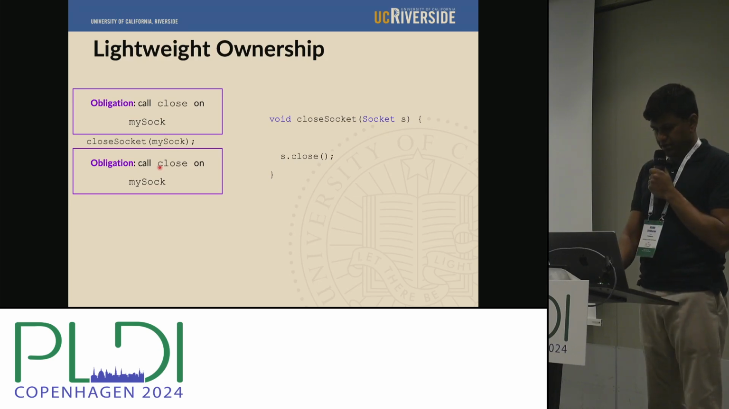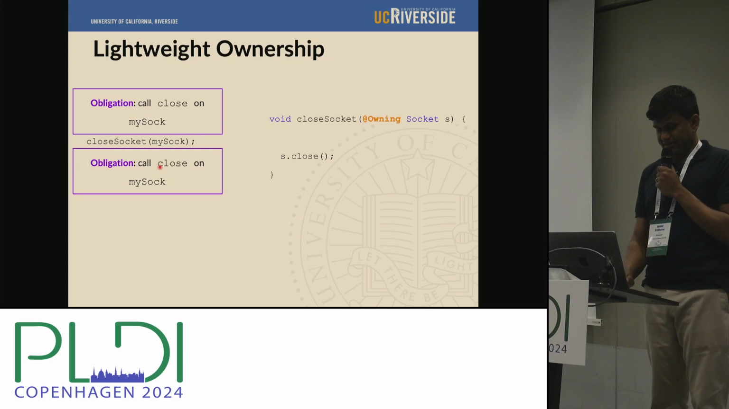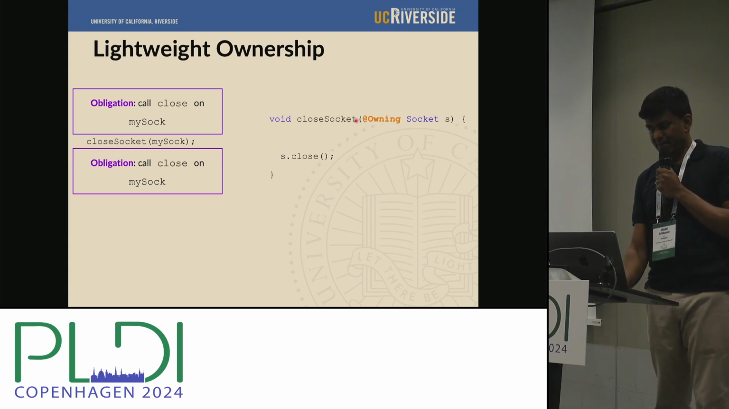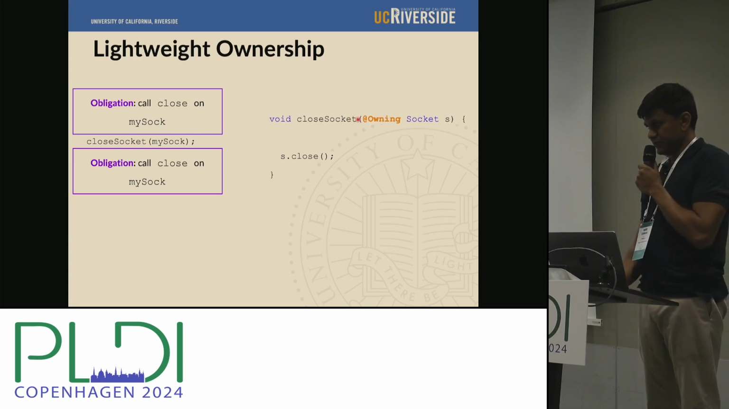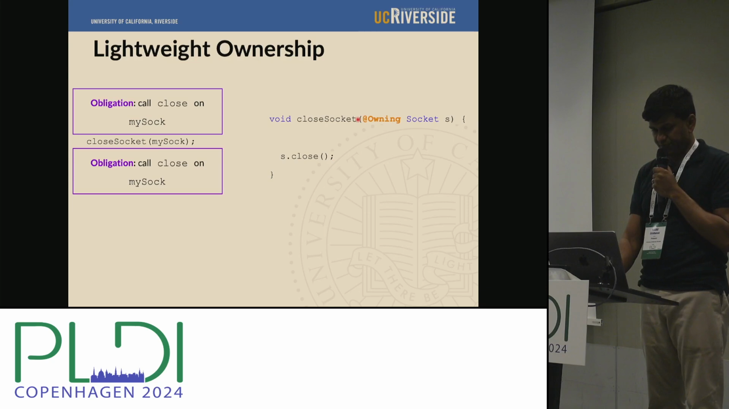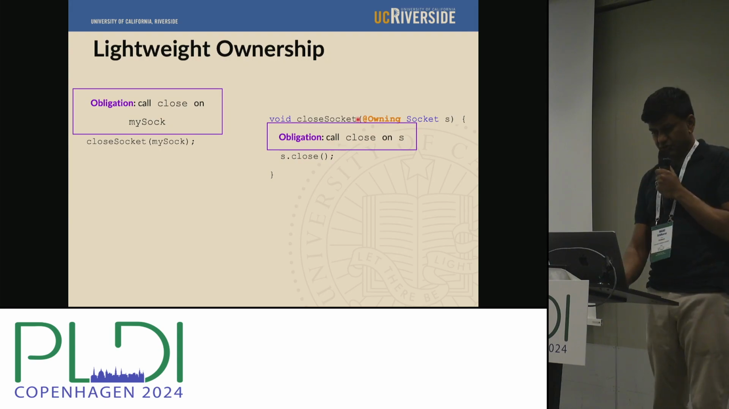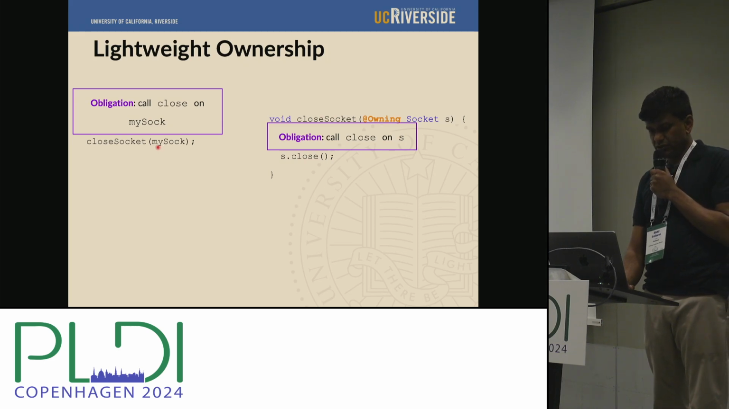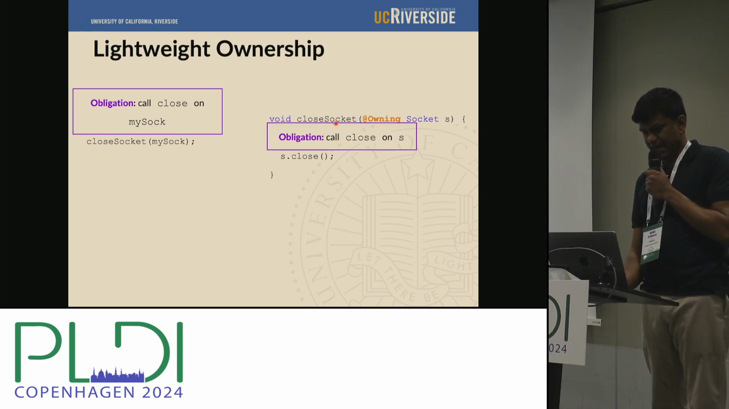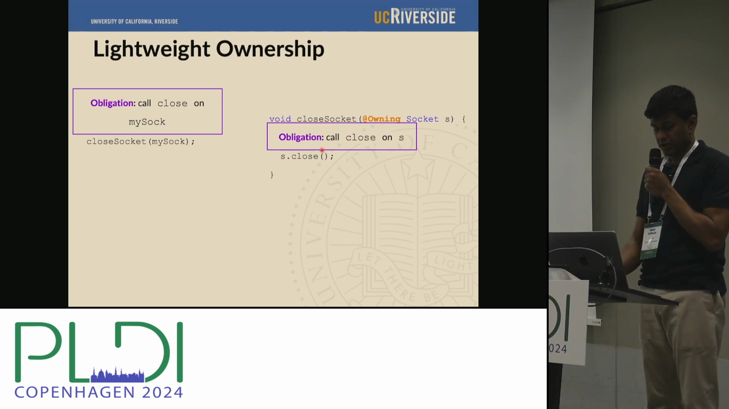So what we do here is we add an annotation. We call it owning. And what this tells the analysis is that this method is promising to take care of the call obligation on its parameter. It's promising to close it. And what our checker does is kind of transfers this obligation over here, right? So at the caller, it says, okay, I'm going to assume that close was called. But now inside this method, it's going to check and make sure that close is always called on the parameter.